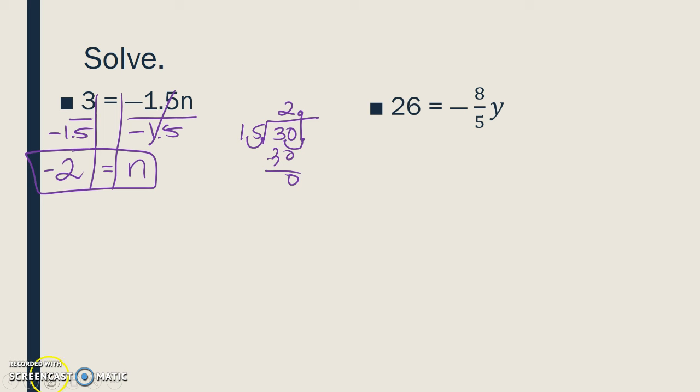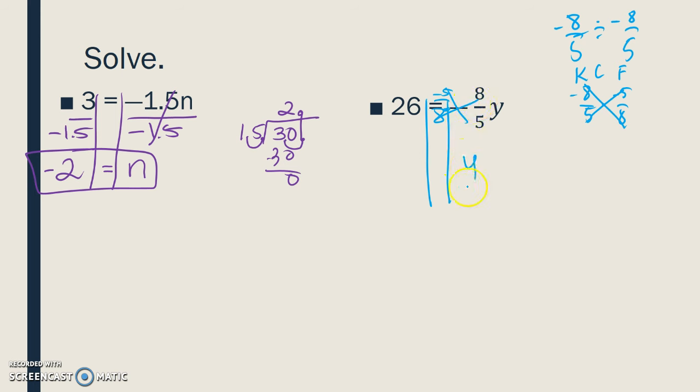Our next one says 26 equals negative 8/5 y. And this is one of our special cases. We want to get rid of that coefficient. We want our variable to be alone. So the only way to get rid of that, since this is next to each other, is negative 8/5 divided by negative 8/5. When I am dividing fractions, I do keep, change, flip. So it's negative 8/5 multiplied by negative 5/8. And that's how I'm able to cancel things out and be left with just a y. So I'm actually multiplying both sides by negative 5/8 to get my y alone.